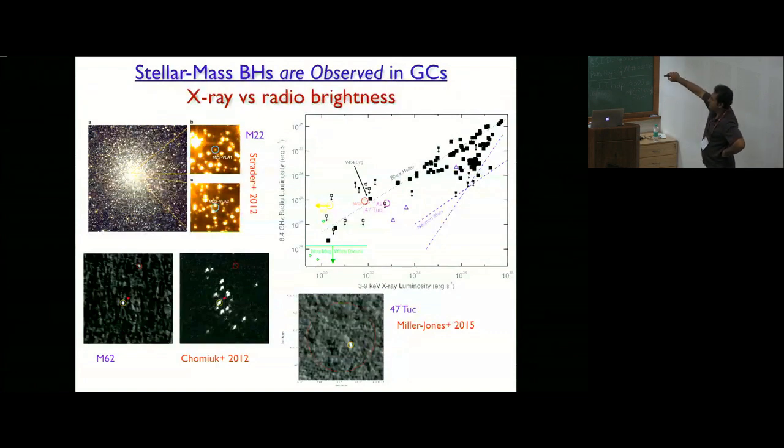So the argument is as follows. If you plot all the accreting systems in the X-ray versus radio luminosity plane, then the neutron stars kind of populate this region. White dwarfs are below this region. And this is the region where the black holes live. These are the black hole X-ray binaries in the field, all the black ones, and they all follow this kind of relation. And the colored dots are the black hole candidates that were identified in M22, M62, and 47 Tuc.